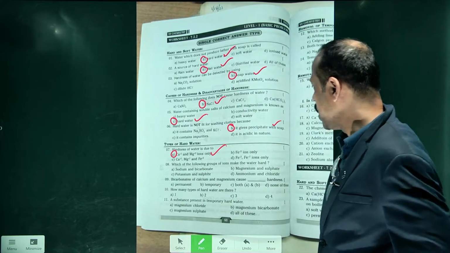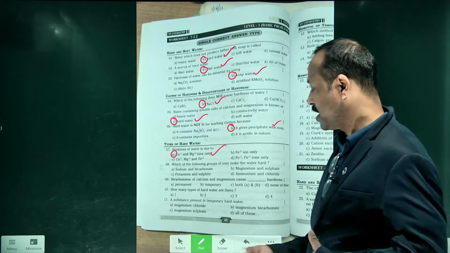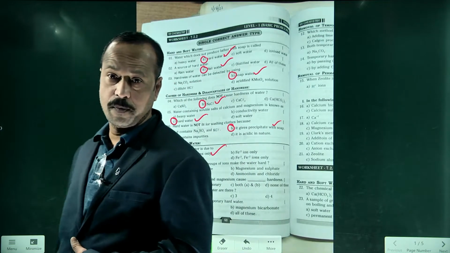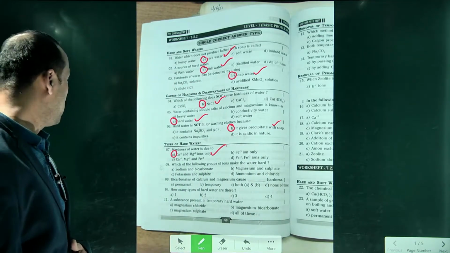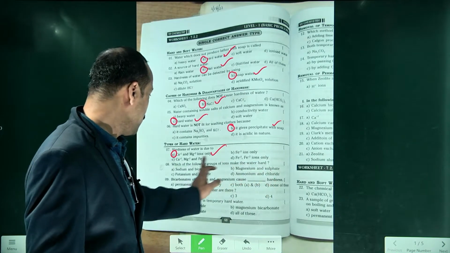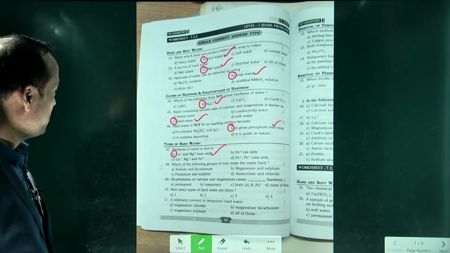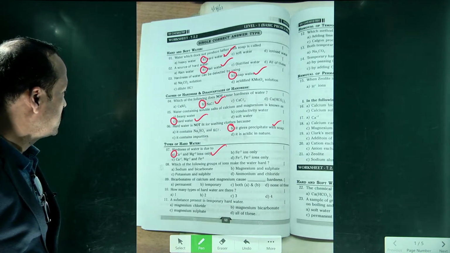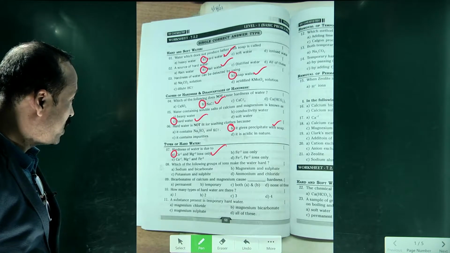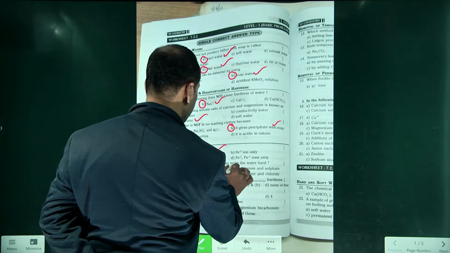Right. Now, which of the following groups of ions make the water hard? So, which group makes the hard water? Sodium and bicarbonate, magnesium and sulfate, potassium and sulfite, ammonium and chloride. Think, see and say. Magnesium and sulfate. Very good. Magnesium and sulfate is the right answer.